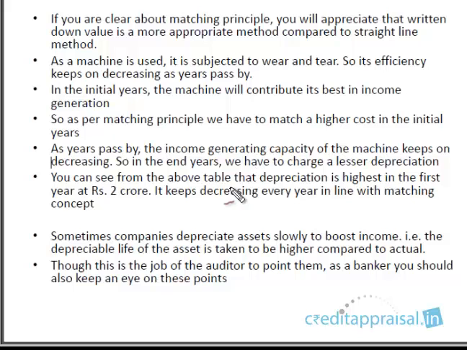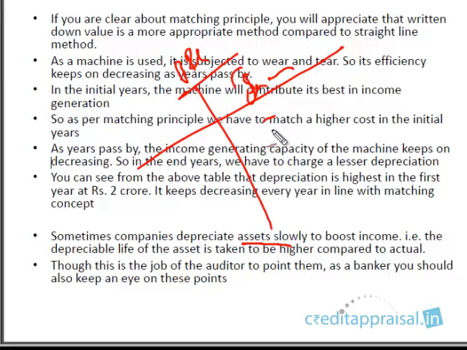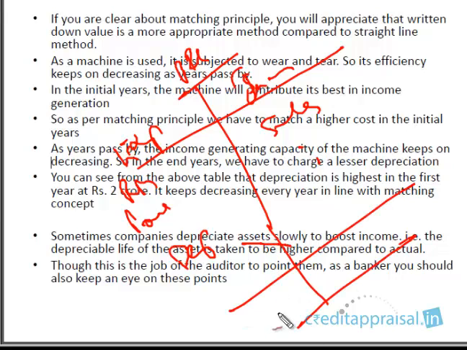Another point that you need to remember is sometimes companies depreciate assets slowly in order to boost income. So in the P&L, please note that depreciation is an expense. So you have all income items like sales and all other income. Under the expenses, you have various expenses like raw material, power, labor and all. And depreciation is also an expense, though it is a non-cash expense, but still in the P&L we are going to show it as an expense. So thereby you are going to arrive at some profit. Higher the depreciation, lower the profit. Right? So sometimes, if the company wants to show a lower profit, thereby have a lower tax, it is going to show a higher depreciation.